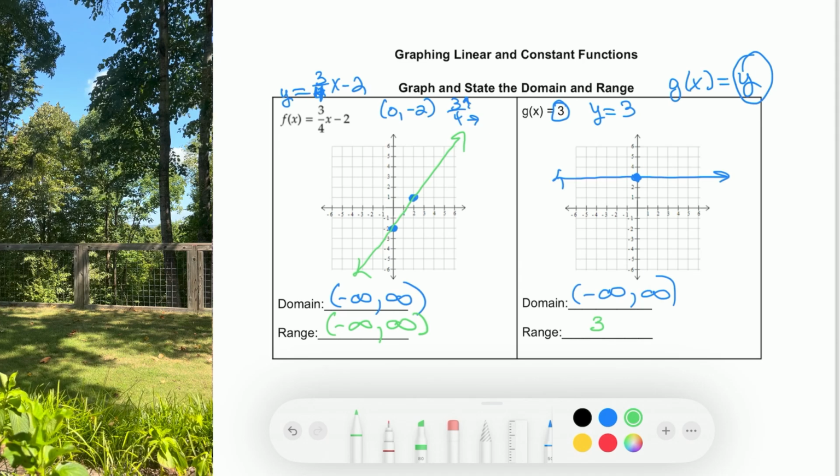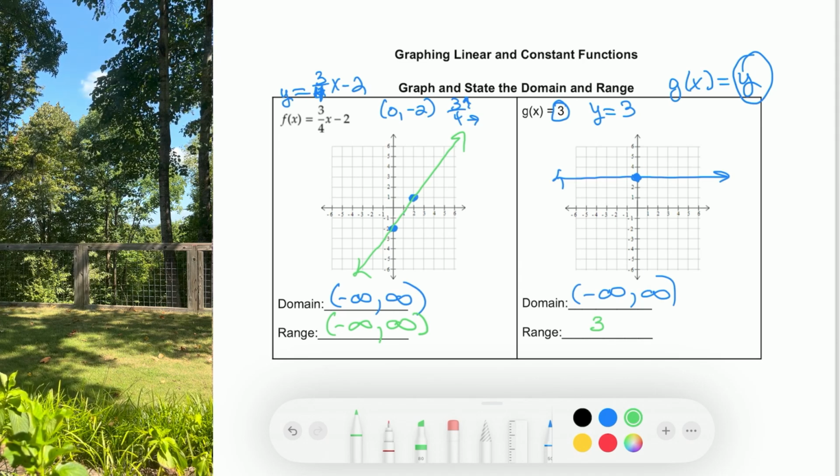But how do we enclose our 3? We're not going to use parentheses or brackets for this one. We actually use our braces. And this just says the only solution for y is a 3.